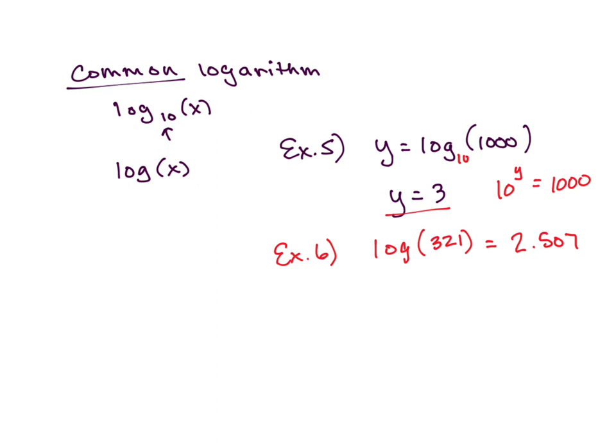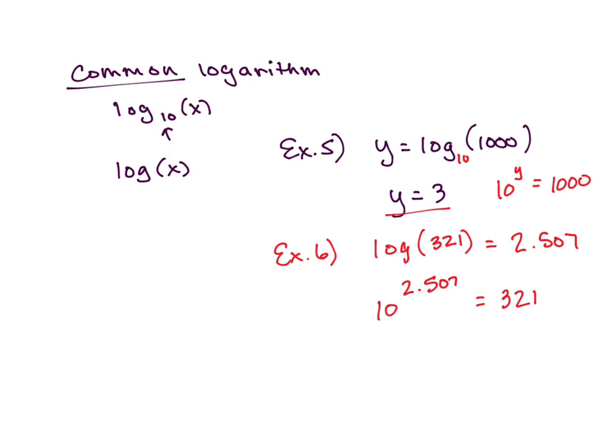So when there is no number, the base is 10. And that gives me my y. So this would solve the problem: 10 to the 2.507 is 321. Okay, so sometimes you can't do it in your head. Your calculator can solve it for you.